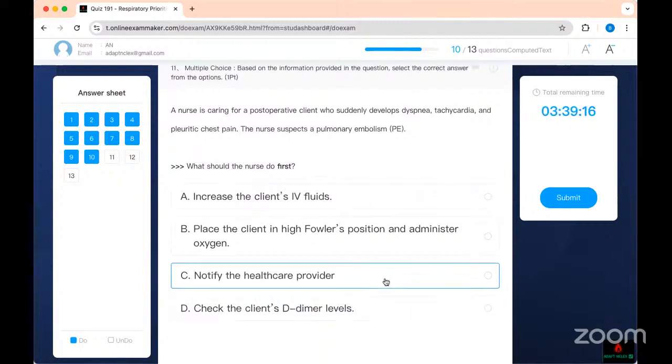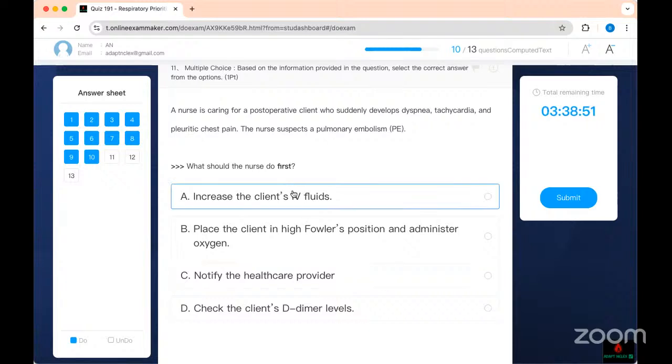What should the nurse do first? This is the same question we did. A nurse is caring for a post-op client with sudden onset of dyspnea, tachycardia, pleuritic chest pain. We have a PE. If I have a PE, what is my priority? I already told you. Respiratory support. Give them oxygen, give them oxygen, give them oxygen before you do anything.